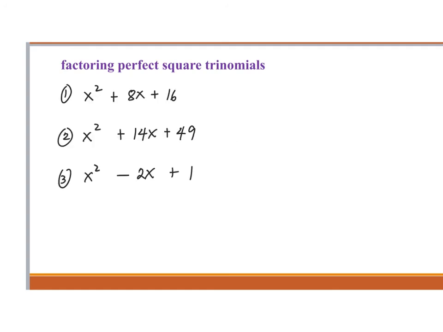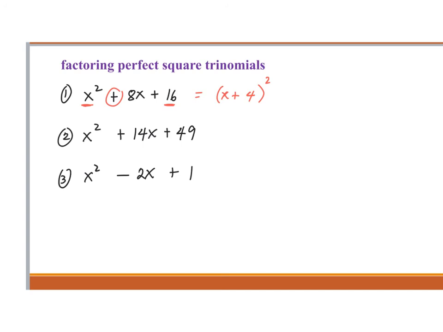So let's factorize these perfect square trinomials. Let's start with the first one. Again, we know that the factor will be a binomial square. How do we get the first term of the binomial? We just get the square root of x squared, which is x. The second term of the binomial will be the square root of 16, which is 4. And because the middle term is a plus, we separate x and 4 by a plus.